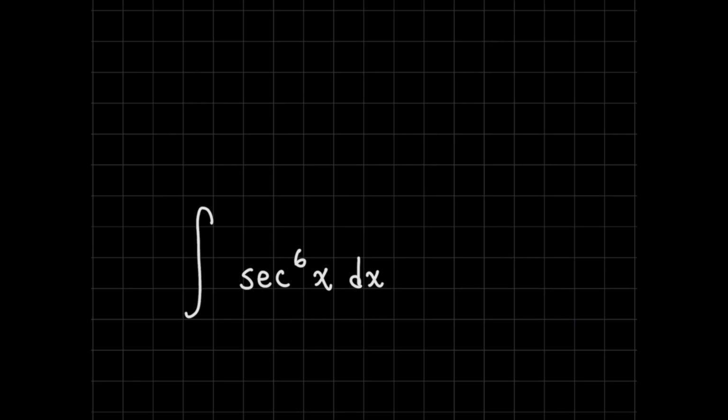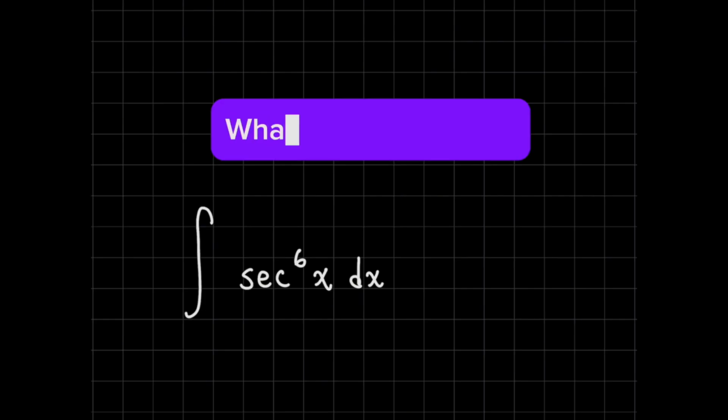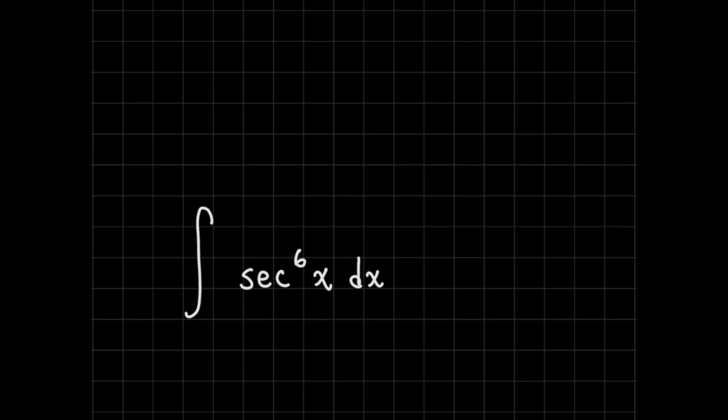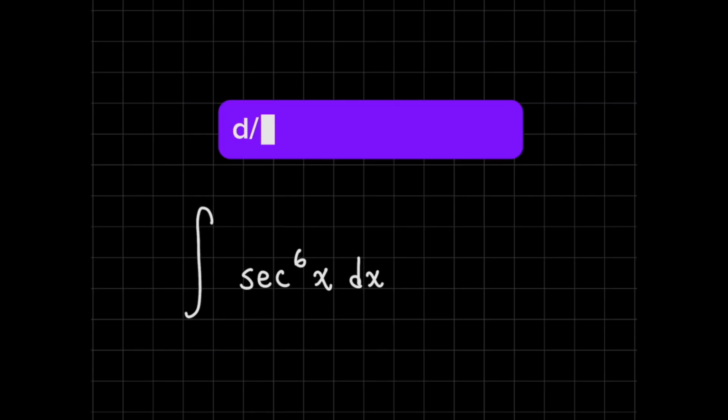Now, going back to this problem, imagine for a second that this was secant squared of x dx. What would the answer be? It's pretty simple. Well, if you don't see it, it would just be tangent of x plus c, right? Because the derivative of tangent of x with respect to x is secant squared of x.